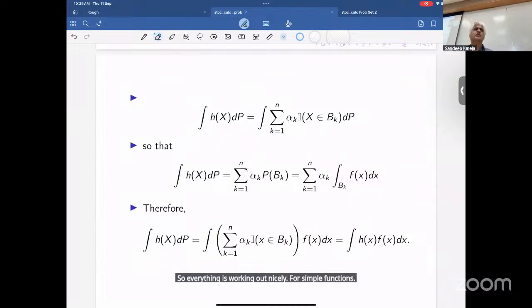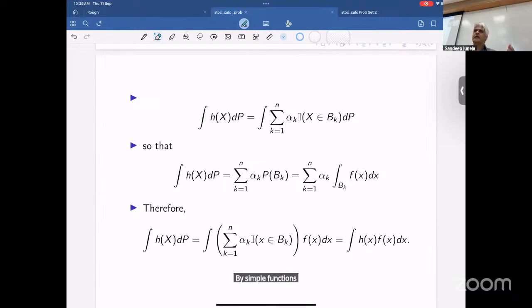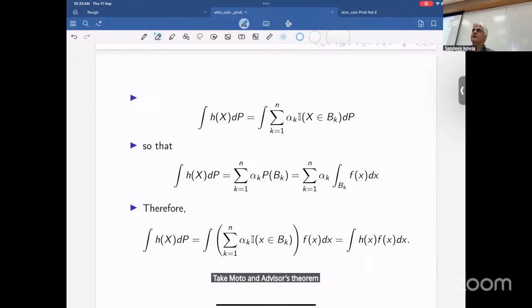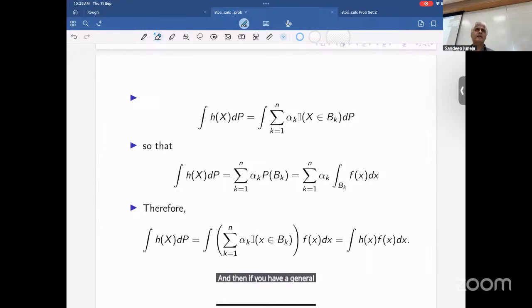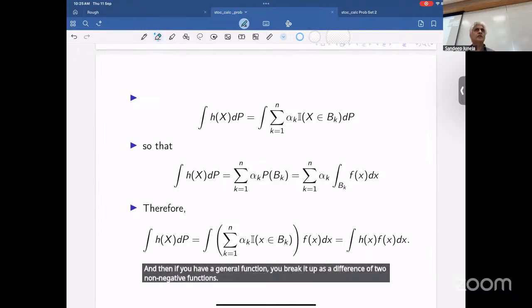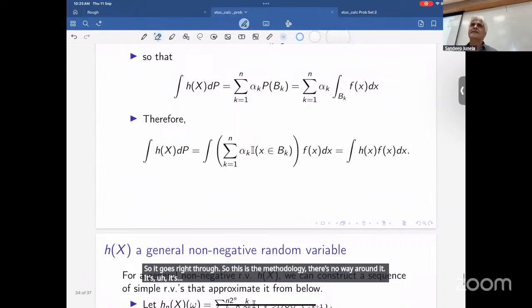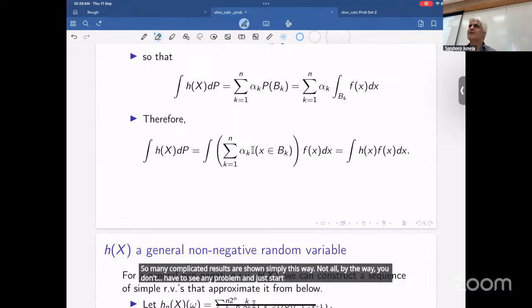For more general functions, you approximate them from below. For non-negative functions, you approximate them from below by simple functions. Then you get this relationship to be true for simple functions. Take the monotone convergence theorem, take limits on both sides, and you get it true for non-negative functions. And then if you have a general function, you break it up as a difference of two non-negative functions. Show that this is true for non-negative functions separately, and just take the difference. So it goes right through. So this is the methodology. There's no way around it. It's called the standard technique. So many complicated results are shown simply this way. Not all, by the way. You don't have to see any problem and just start applying this. You have to think about the problem.